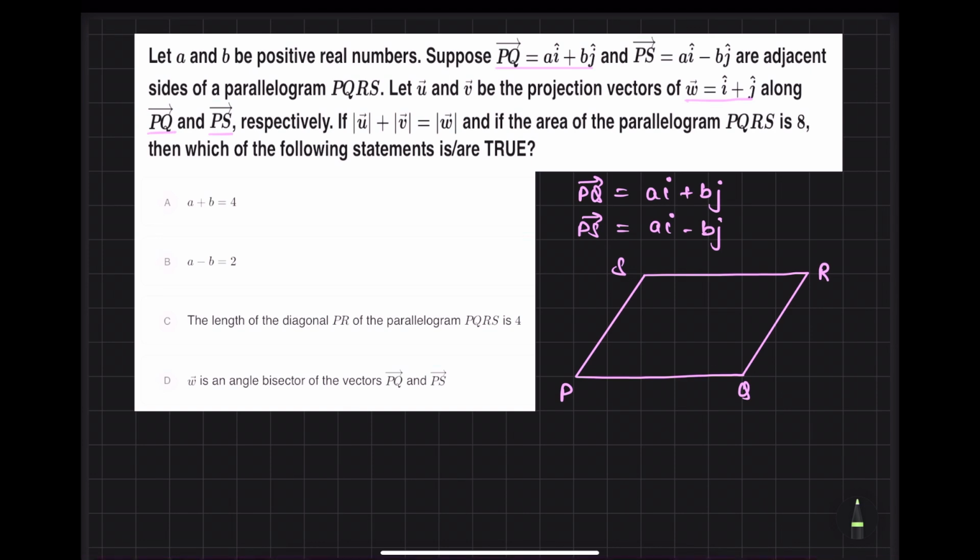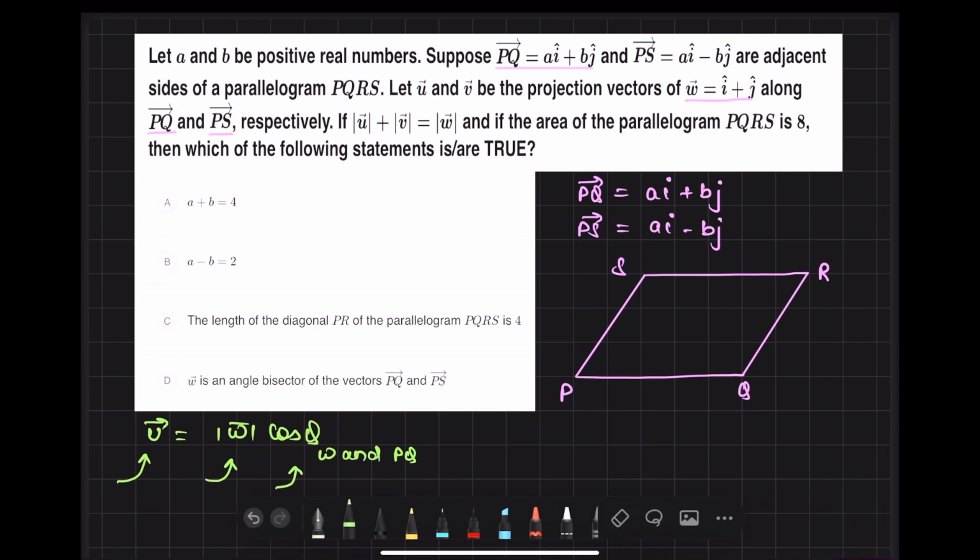Now look at this. So first we will talk about the u vector. So u vector is what? Projection of w on PQ. So we will use mod w cos theta. Who is cos theta? Cos theta is the angle between w and PQ. Okay, now if you observe, this thing is magnitude, some number. This is also a number, and here I wrote a vector. So don't you think a vector cannot be equal to a scalar?